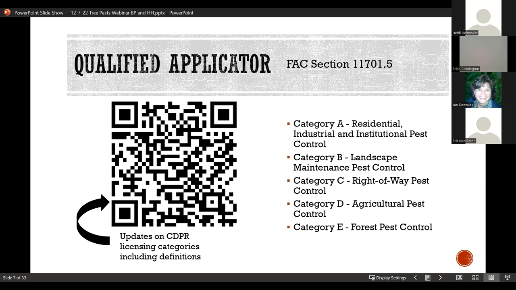I've included a QR code on this slide. Feel free to open it up on your phones. It links to a CDPR page discussing some upcoming changes to, among other things, licensing categories.